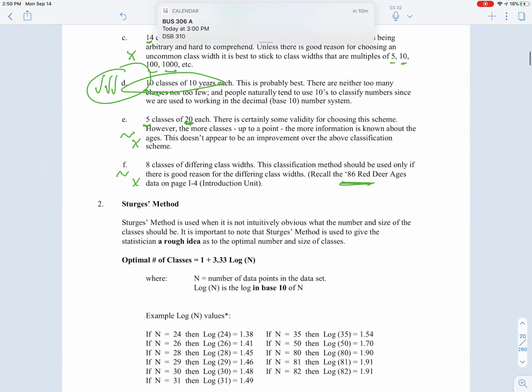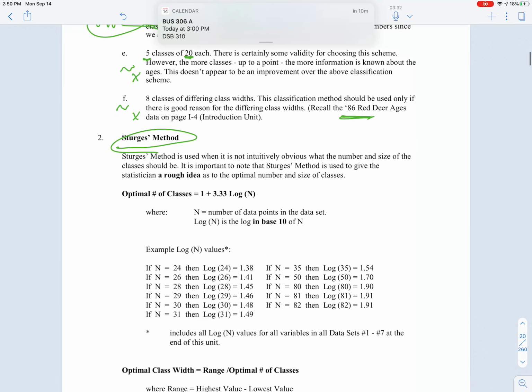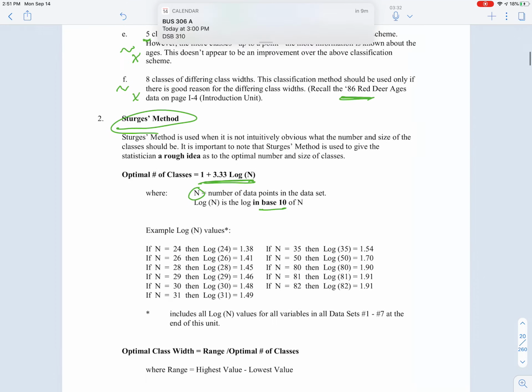So this is where we can use something called Sturge's method. Sturge's method is a method to figure out what the optimal number of classes and the optimal class width for each one is. And it uses a fairly simple formula here: 1 plus 3.33 times the log in base 10 of n, where n is the number of data points in the data set. So here's some examples of what n is.